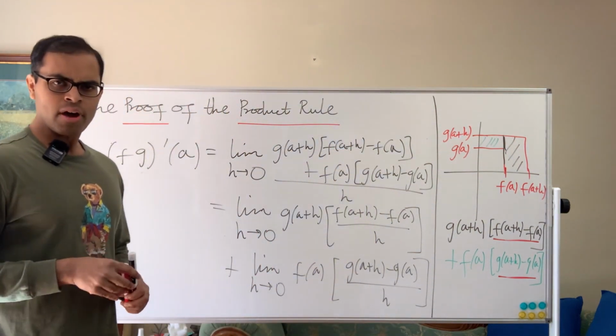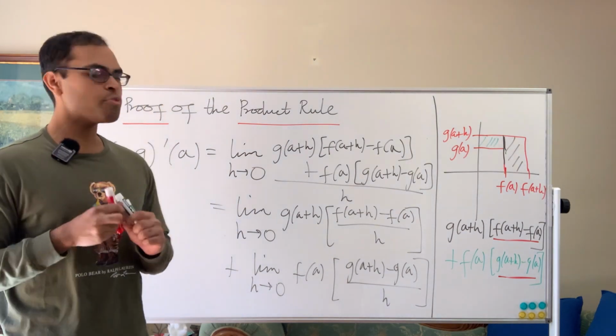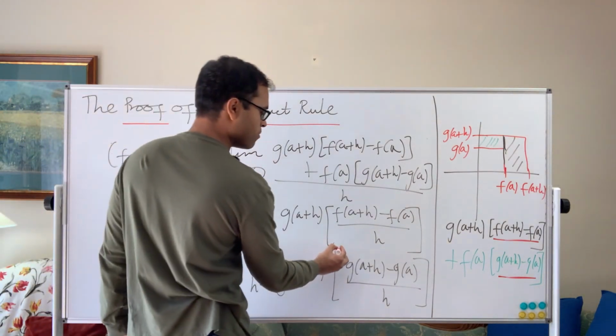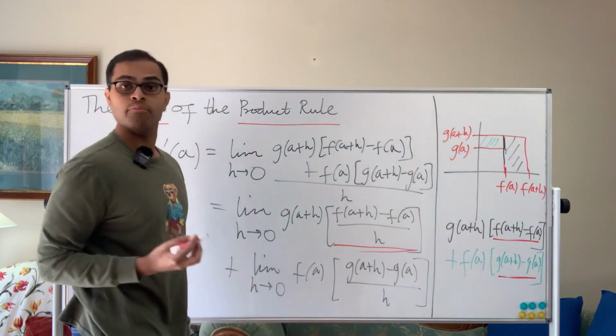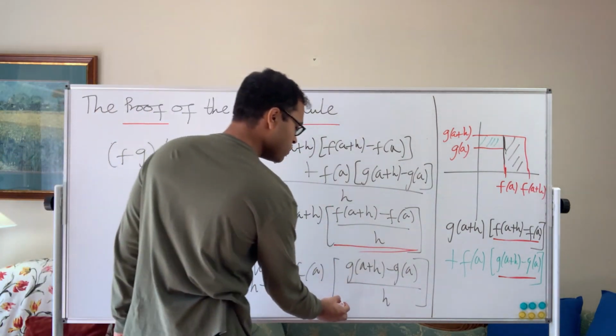Okay, so now we're almost there. This kind of gives the intuition for where the product rule comes from, where the two terms come from. This is going to be a well-defined limit. It's going to approach the derivative of f at a. This is also going to be a well-defined limit.